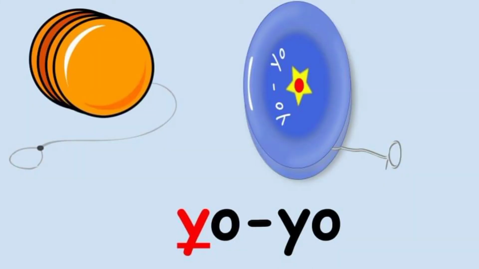One is a toy. What do we call on this object? Very good. This is yo-yo. Yo-yo. Can you repeat it? One more. Okay, yo-yo start with letter Y.